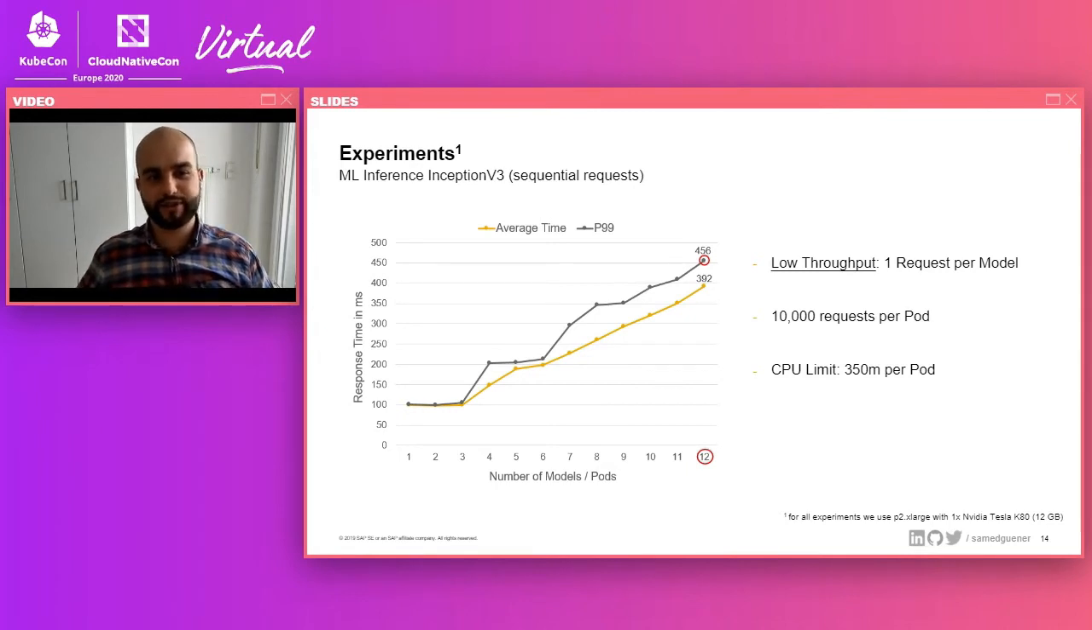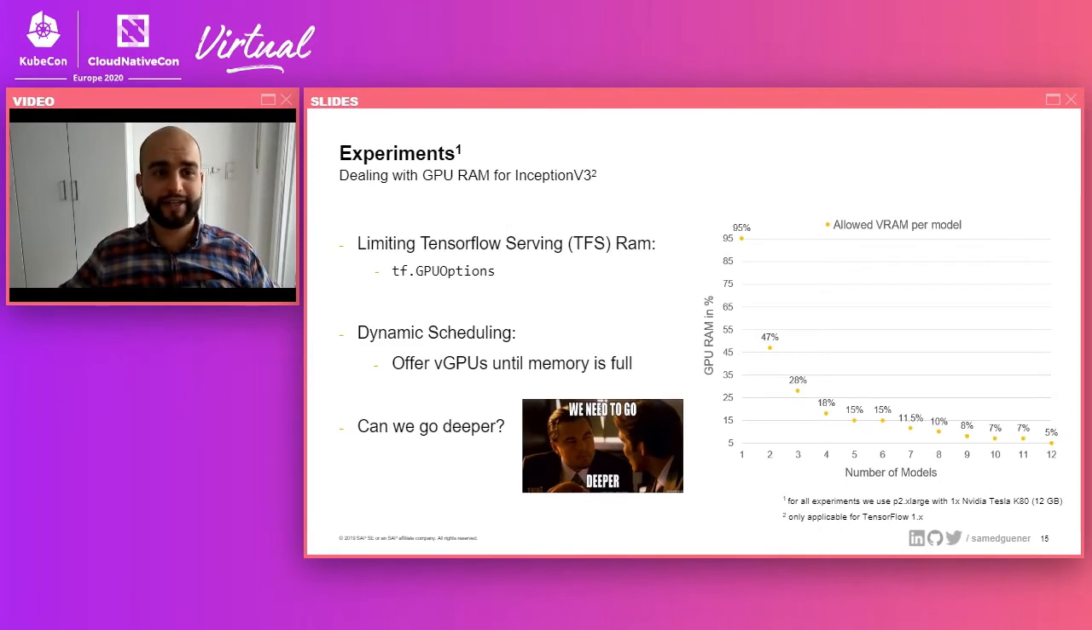For that matter, we used a very nice functionality of TensorFlow Serving. In TensorFlow Serving, one can specify using tf.GPUOptions the fraction of GPU RAM a model is limited to. Given our data to the right, you can see that with 12 models running on one K80, we assigned each model only 5% of available VRAM, which corresponds to approximately 600 megabytes for each model. Another approach was to offer vGPUs until our memory is full to get the most out of the vGPU.